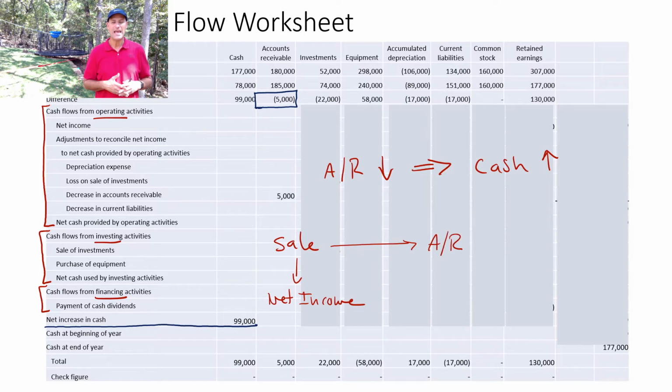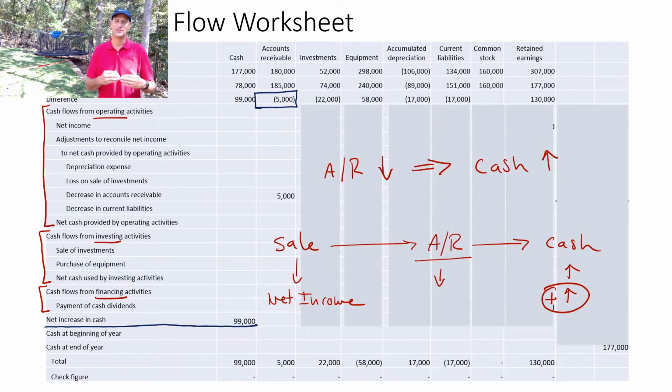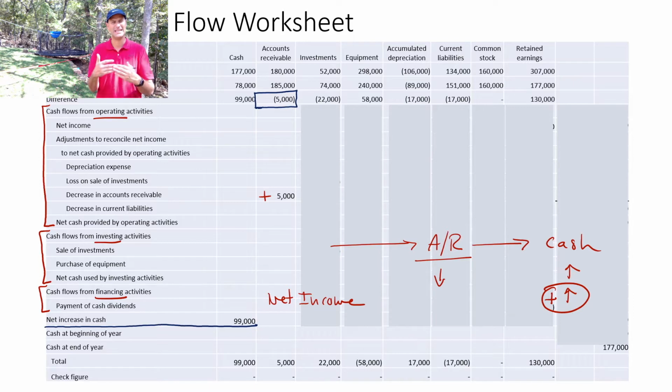On the flip side, if accounts receivable went down, which it did in this case, that means we actually collected more money on account than we made in sales. Had we made the same amount of sales as we collected, there would be no change in AR. If we had made more sales than we collected, we would have an increase in accounts receivable, because those sales would still be sitting in accounts receivable. So accounts receivable went down, which means we received more cash than what's reported in net income on the income statement. So we're going to add $5,000 to cash flow from operating activities, and that's going to go into the line item on the cash flow statement called decrease in accounts receivable. A decrease in accounts receivable is an increase in cash.